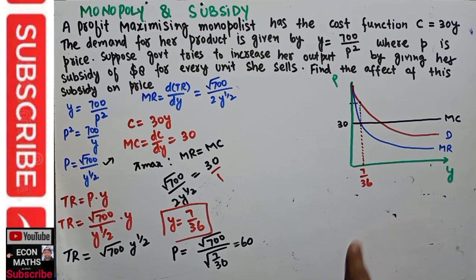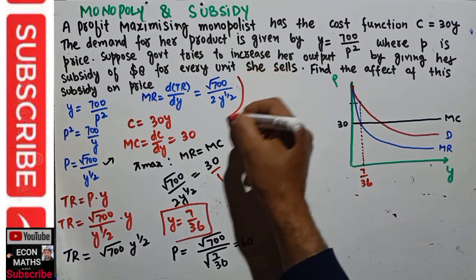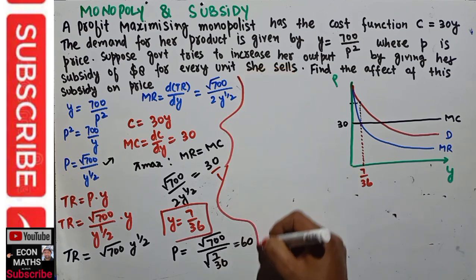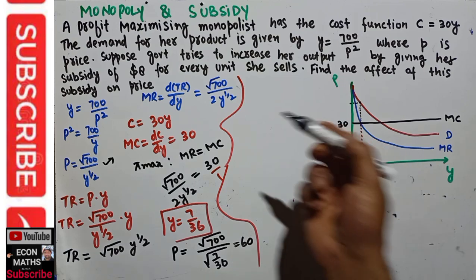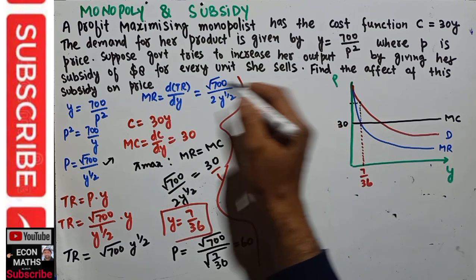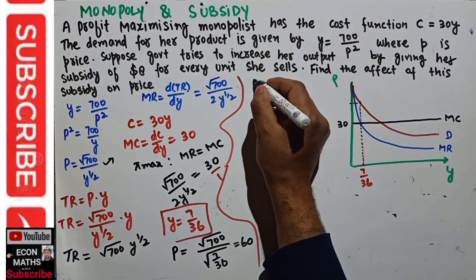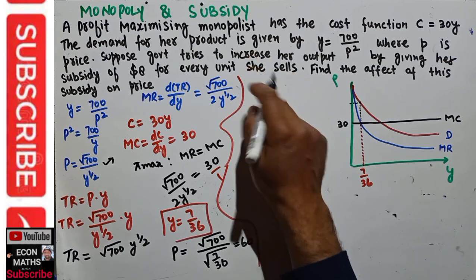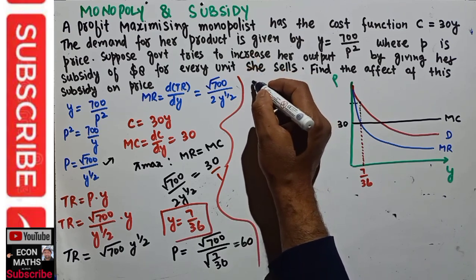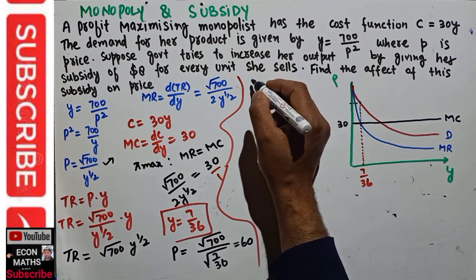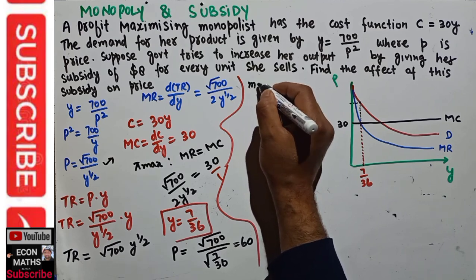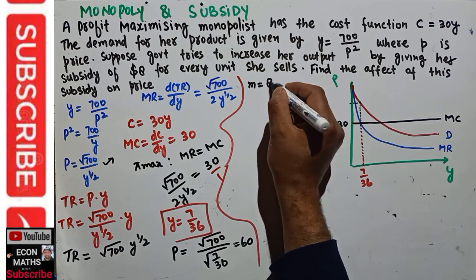Now the question tells us that the government offers a subsidy of $8. Okay, let us denote the subsidy by m. So our m is 8.